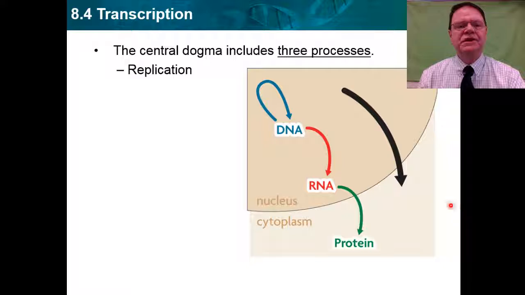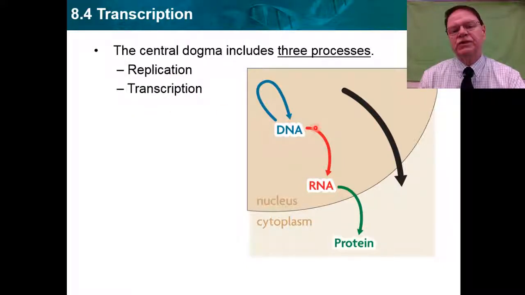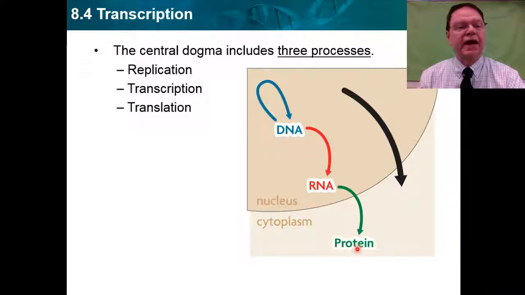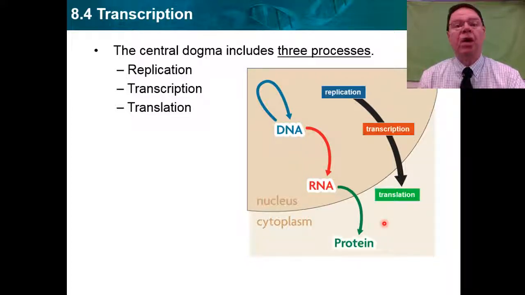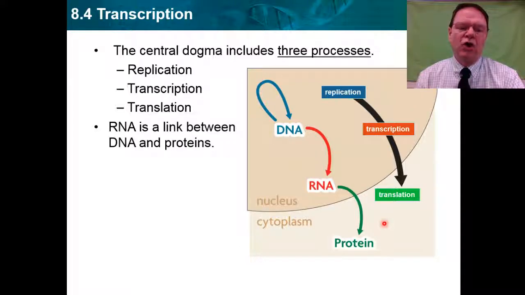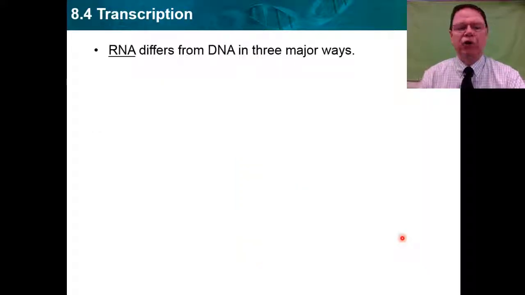So we have these three processes: replication of DNA within the nucleus, transcription, in other words, converting some of this information onto the RNA molecule, and then translation, the conversion in the cytoplasm of that genetic information on an RNA molecule into the actual proteins that either perform that trait or produce that trait. So that's where you see them all come together. And so RNA is really the link that's between the DNA and protein.